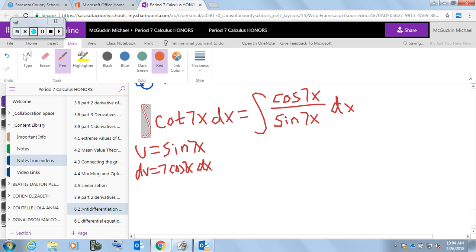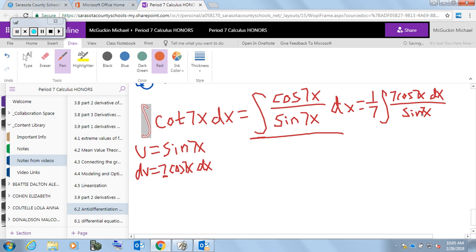Okay? So let's continue to think about this. I have to have a 7 in my du. That means I need to account for that somewhere in my integral as well. And so, just like we've been doing in the past, let's rewrite this as 1 over 7 times the integral of 7 cosine 7x, and I'll put the dx up top, just so we can literally see that we're about to completely substitute that entire numerator out of there with du.